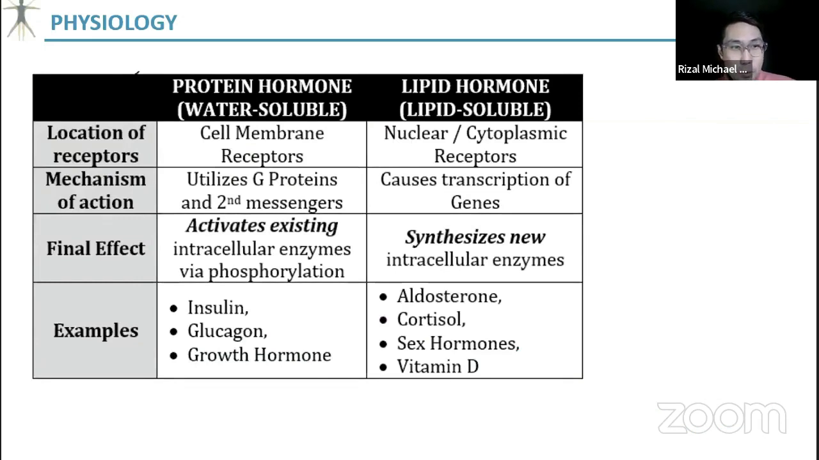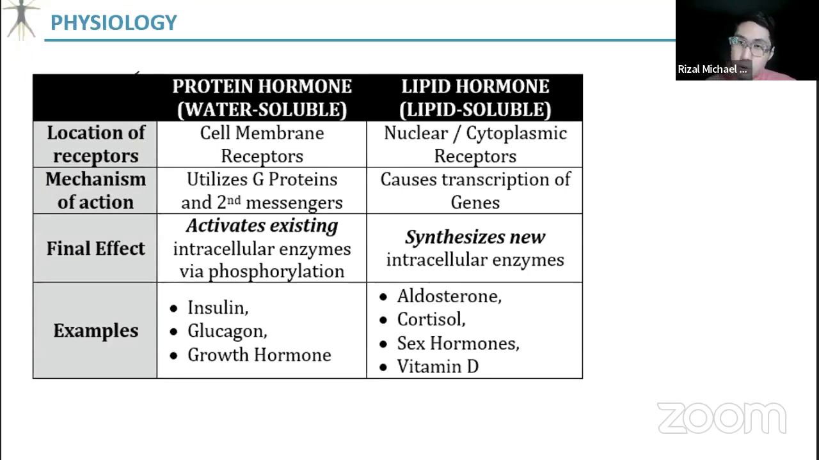So protein hormones, water soluble, lipid hormones are lipid soluble. So again, if you're gonna recall our first slide, water-soluble hormones, the protein hormones, ang receptor nila sa cell membrane. Bakit cell membrane lang? Kasi nga, ang water-soluble substances hindi nakakadaan all throughout the membrane. Kasi, di ba, hydrophobic yung tails ng ating cell membrane.